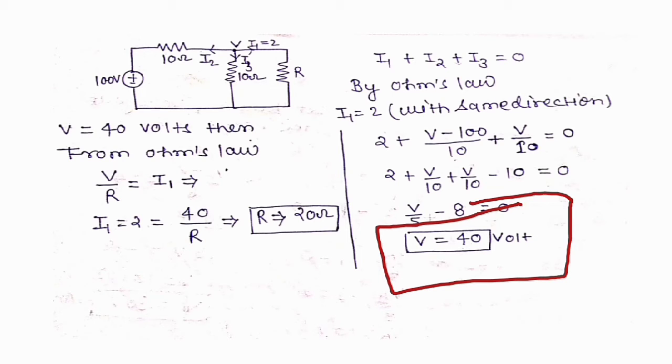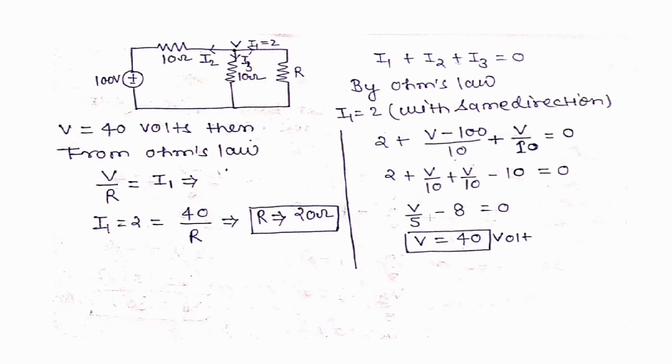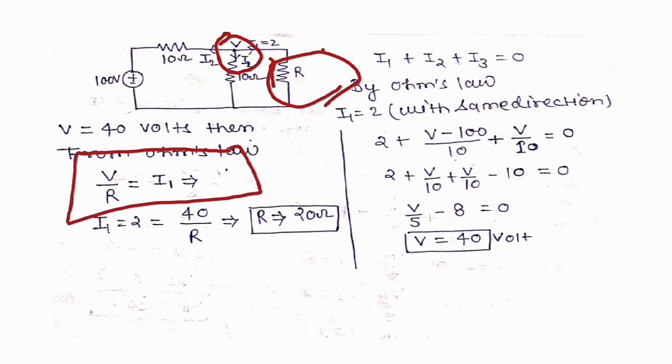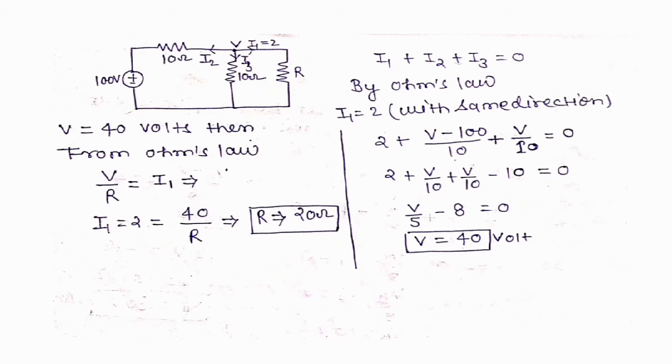Okay, what is our target? Our target is to find out the resistance value. Actually, the problem asked for the resistance value. So how can we get the resistance value? We get the voltage value. So by using Ohm's law, we know V upon R equal to I1. Okay, V upon R equal to I1.